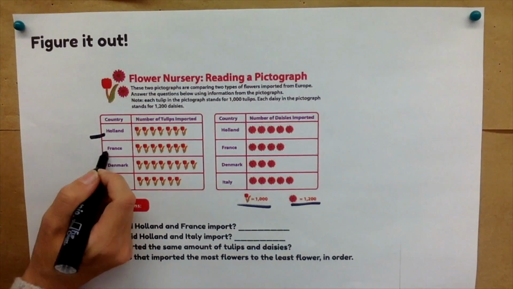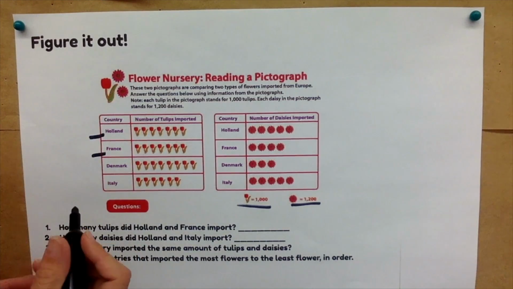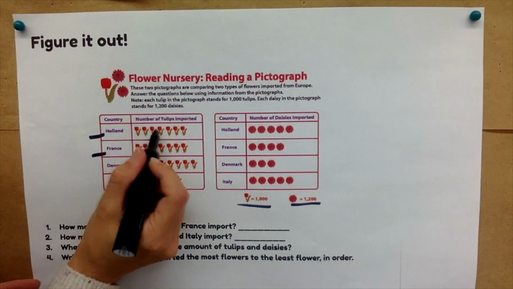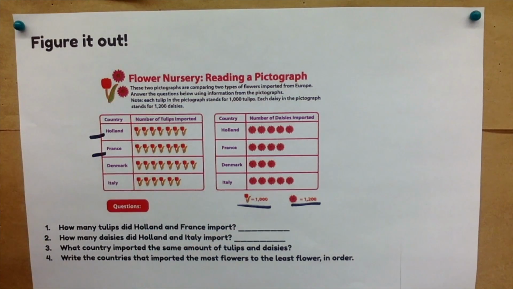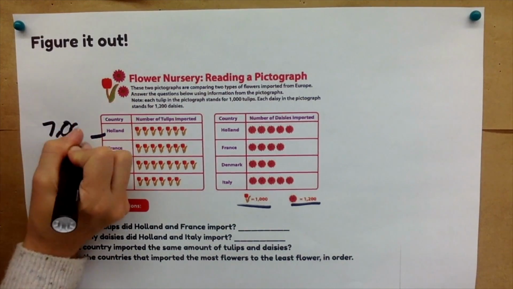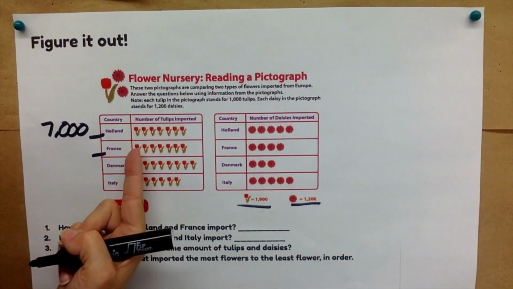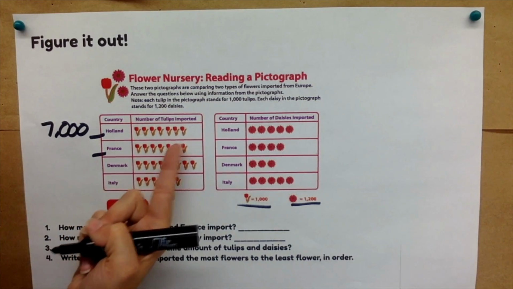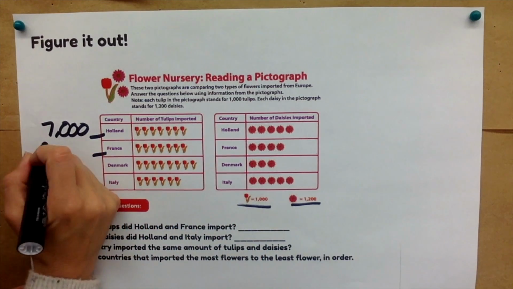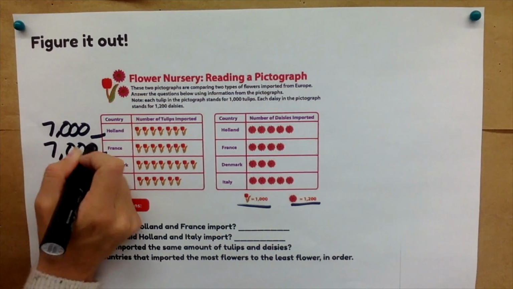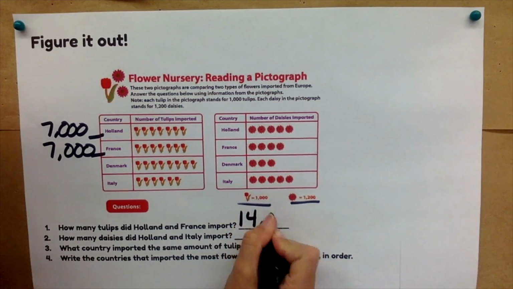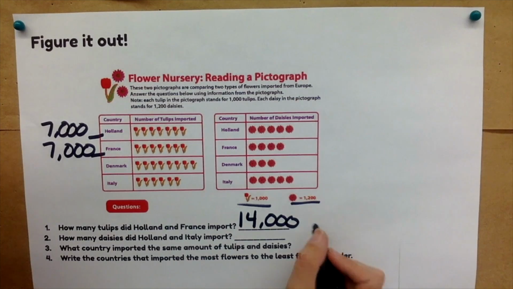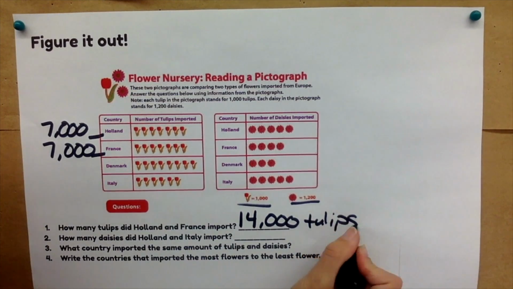So here's Holland and here's France. Let's first get Holland. So we have 1, 2, 3, 4, 5, 6, 7. I miscounted. So that would be 7,000. Let's look at France. 1, 2, 3, 4, 5, 6, 7 times 1,000 is 7,000. I can use what I know about 7 and 7 is 14, and I know 7,000 and 7,000 would be 14,000 tulips. My favorite flower.